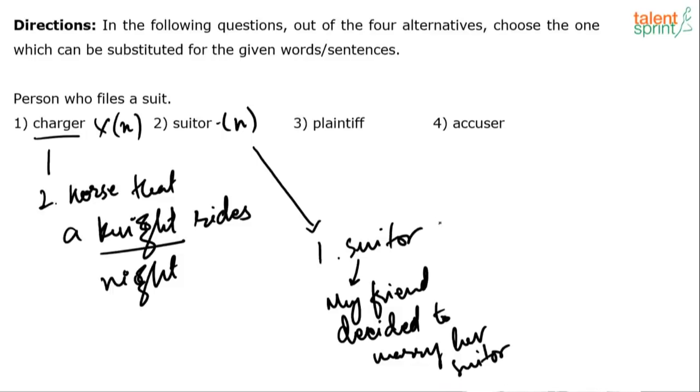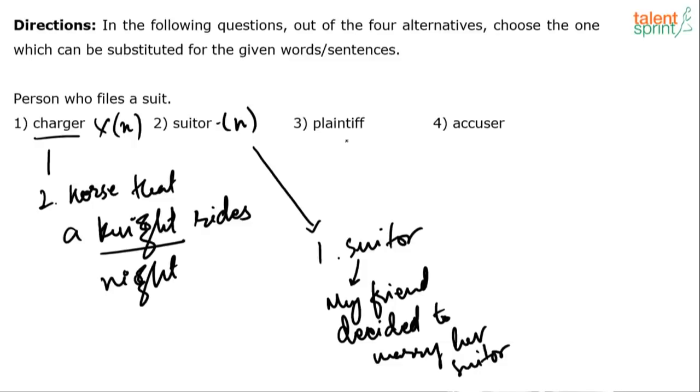The second meaning of suitor, with which I want you guys to make a sentence, is a prospective buyer of a business or corporation. So, someone who wants to buy a particular business or someone who wants to buy a particular company, right? So, can you make a sentence on the second meaning of suitor? Anyone? Okay. Till we do that, let's go to the third option.